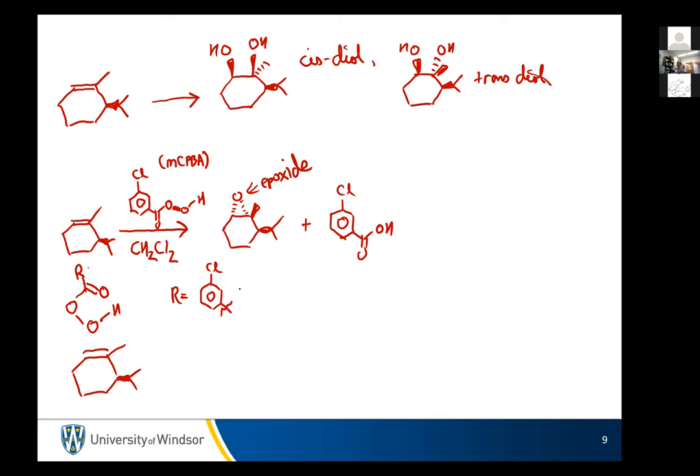I'm not going to involve it in the mechanism. It could be a smiley face. It could be a phenol ring with a chloride on it. It doesn't matter. It's not going to participate in what I'm doing. So I don't care what R is. And I'm going to just save myself some time. So we've got this guy.